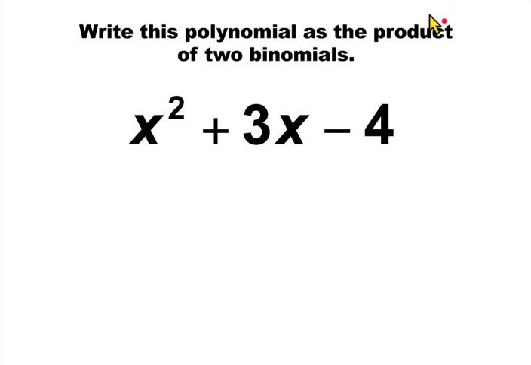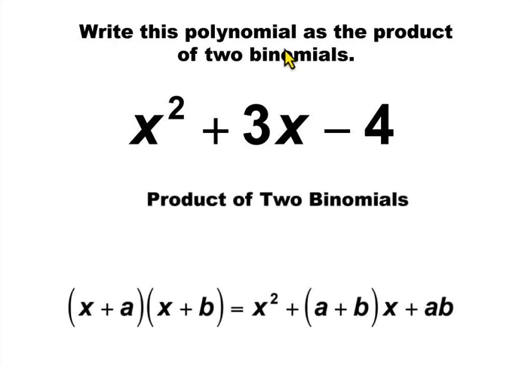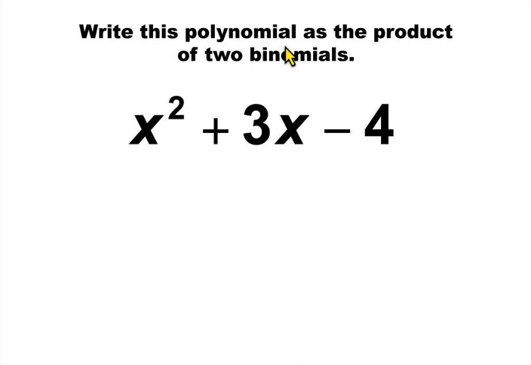Write this polynomial as the product of two binomials. The product of two binomials of this form shows a pattern in the values of a and b. The coefficient of the x term is a plus b, while the constant is the product of a and b. With this polynomial, this term represents a plus b, and this term represents a times b.